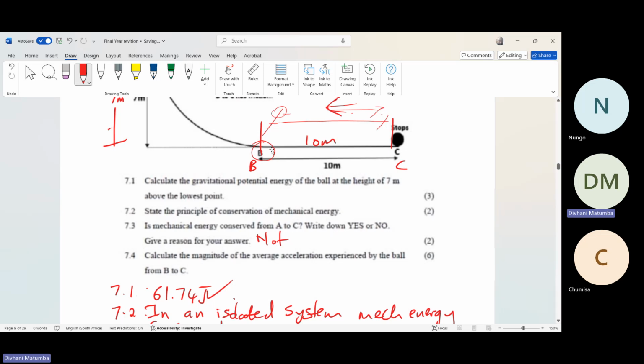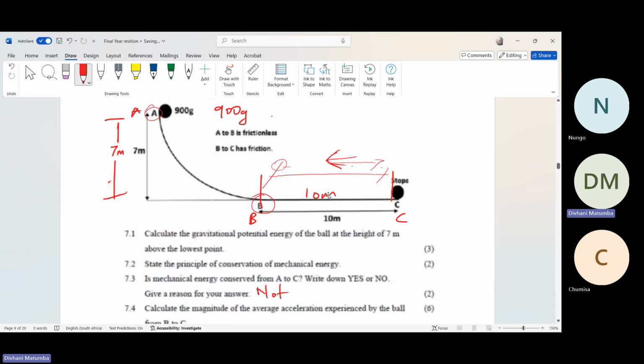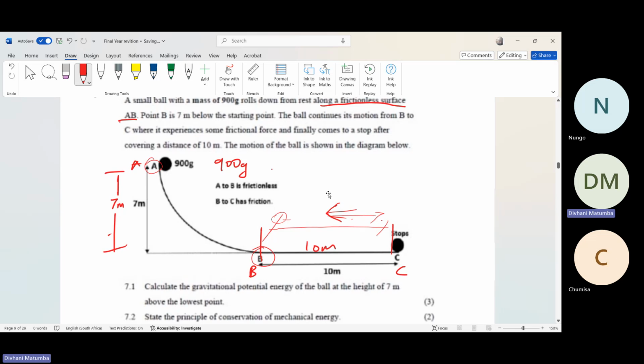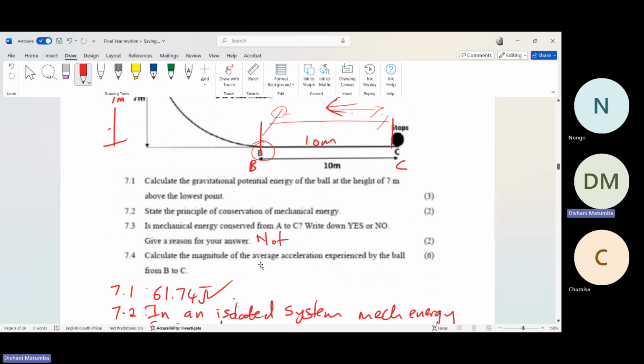Fine. 7.4. Calculate the magnitude of average acceleration experienced by the ball from B to C. Because the ball started decelerating from B to C. Now they want us to calculate the magnitude of average acceleration experienced by the ball from B to C.